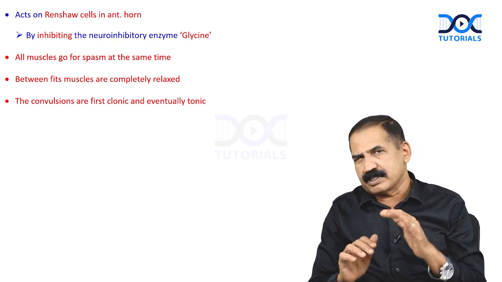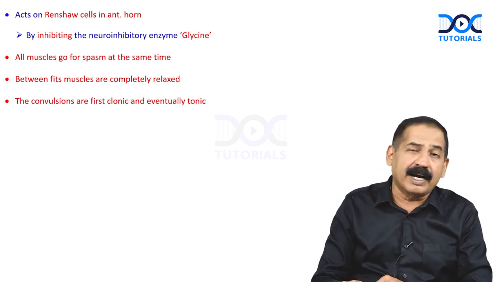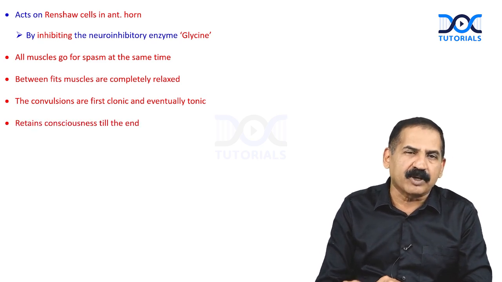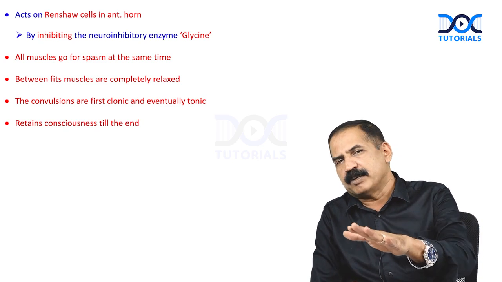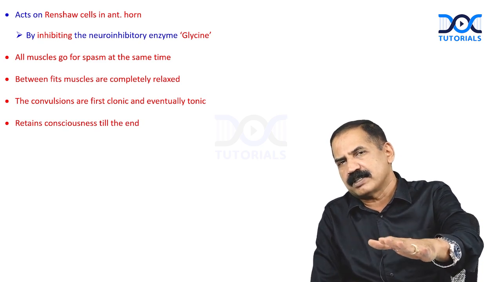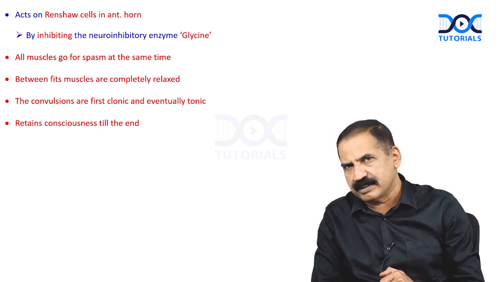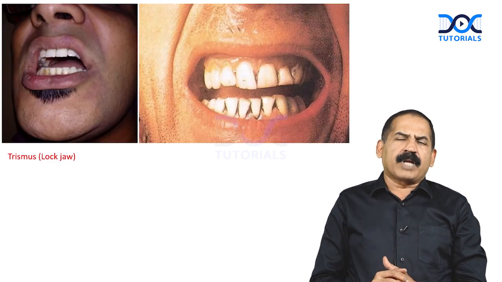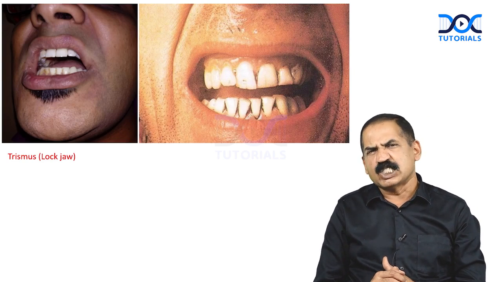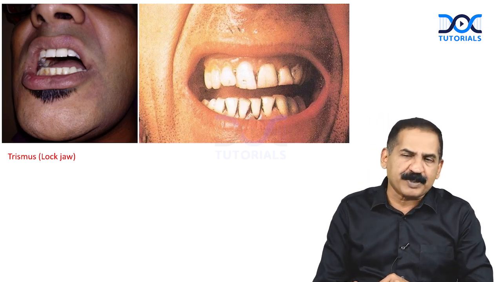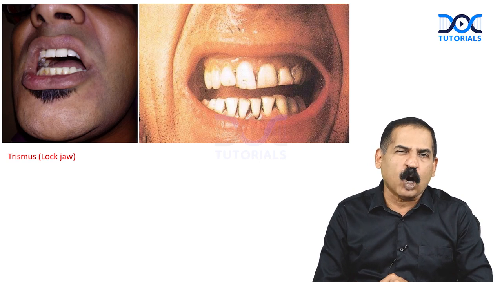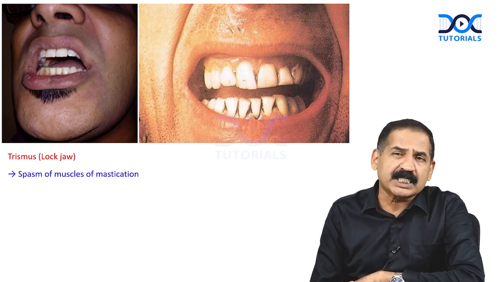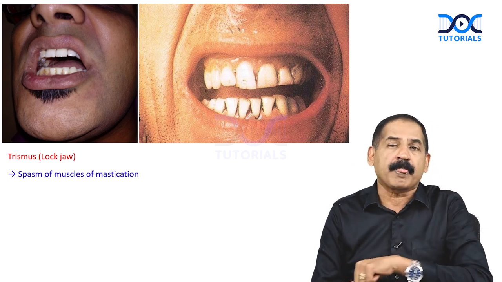The convulsions are first clonic and later tonic. Clonic, tonic convulsions. But he'll be conscious till the end. It gives rise to lockjaw known as trismus. Trismus, lockjaw. That is because of the spasm of the muscles of mastication, as you see in the picture.